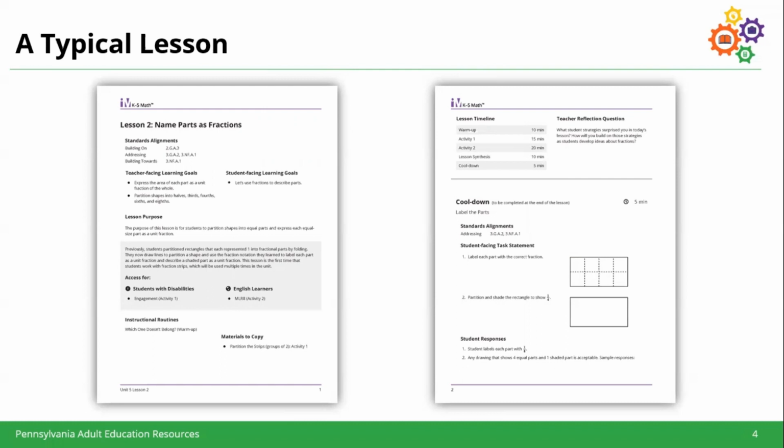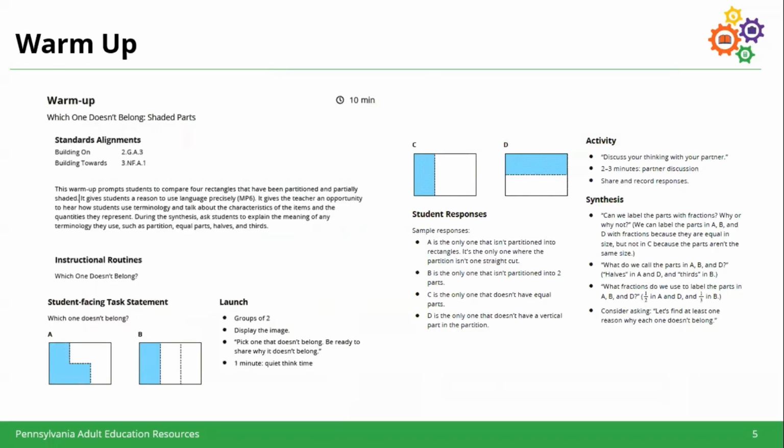An instructional routine is then identified, as well as the materials the teacher may need to copy. The lesson also indicates a timeline, a reflection question for instructors, and the cool-down activity or closing. Let's take a closer look at the components of the lesson. Here is the warm-up activity, including the standards addressed by the activity and how to launch the instructional routine. The lesson also shares some sample responses and synthesis activities to explore with your students.